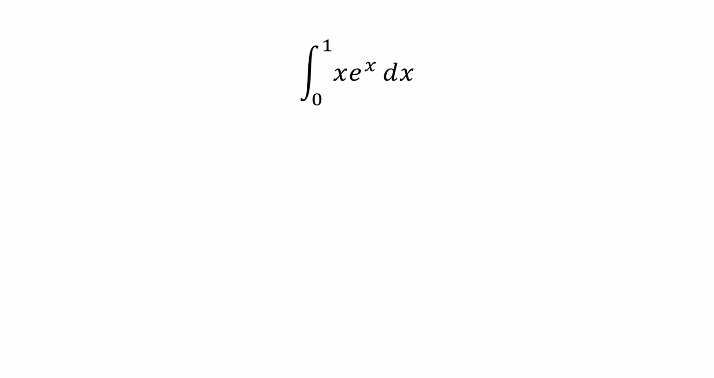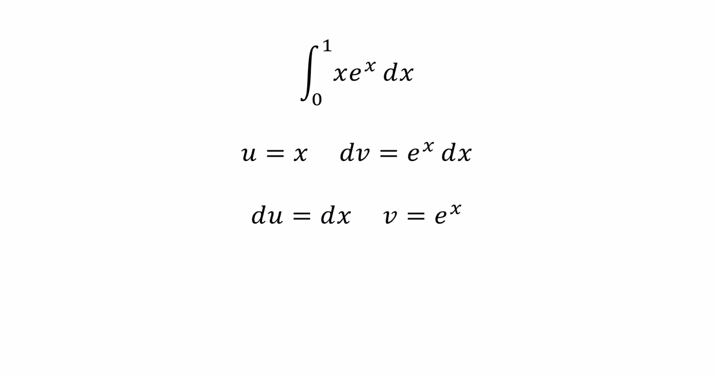In this video, we will use integration by parts to evaluate the integral from 0 to 1 of x e to the x dx. To begin, choose u equals x and dv equals e to the x dx, then du equals dx and v equals e to the x.